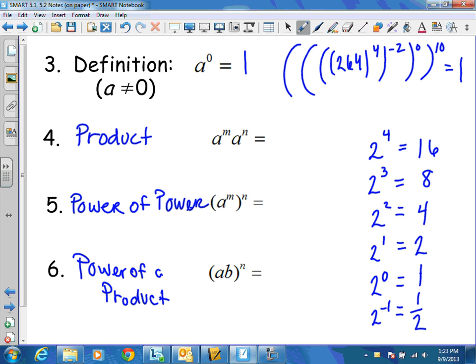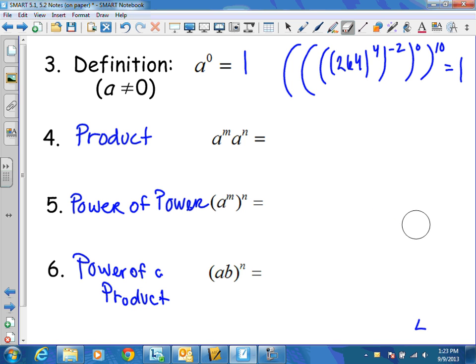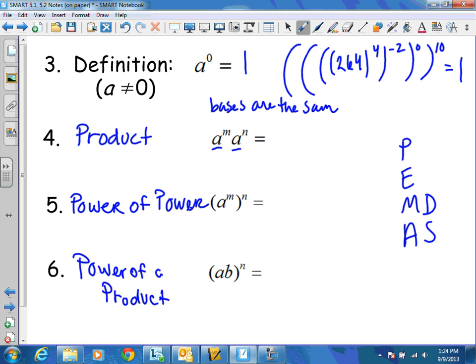Got it. Okay, so in exponents, when I have my PEMDAS, you guys all remember that? When you're dealing with exponents, look at the base and see what's going on in the base. And the bases for these rules always have to be the same. So this is when bases are the same.